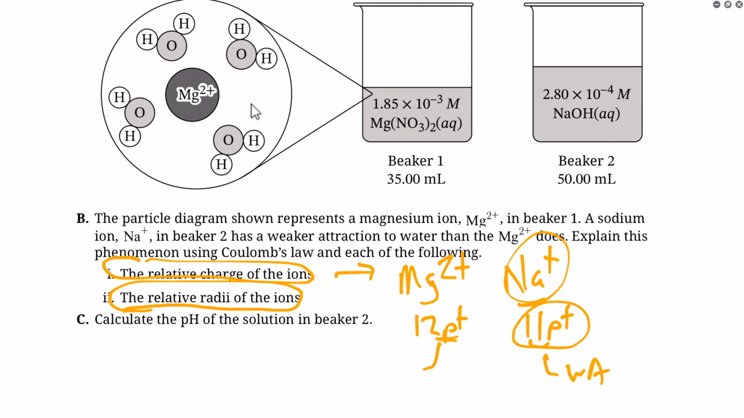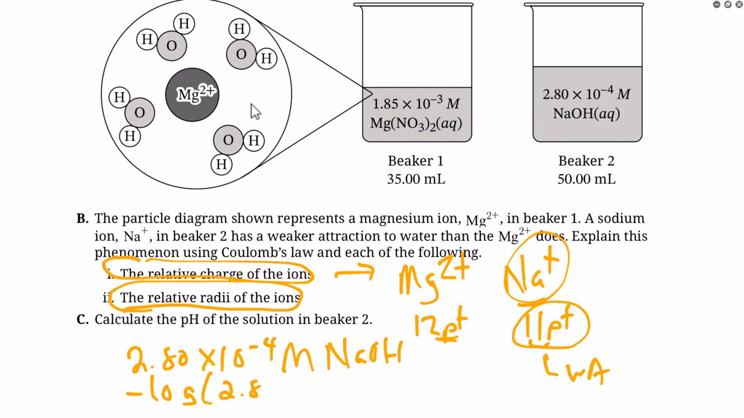It's asked us to calculate the pH of the solution in beaker 2. So we have a 2.8 times 10 to the negative 4th molar NaOH solution. So 2.80 times 10 to the negative 4th. Again, that's a molar solution there. So because this is a strong base, I can take the negative log of this concentration. So negative log of 2.80 times 10 to the negative 4th. That will actually give me the pOH of the solution.